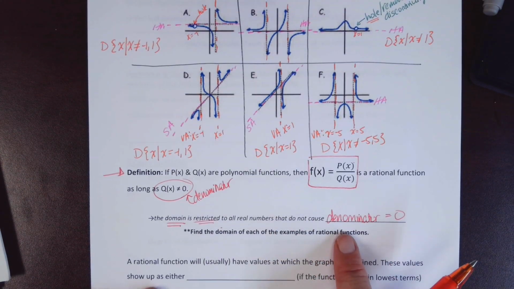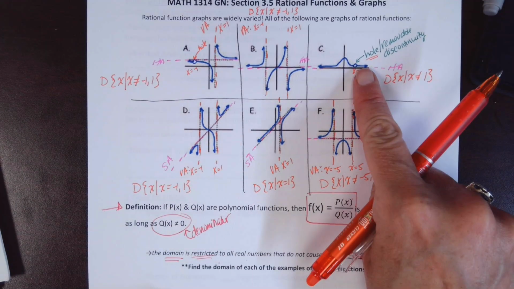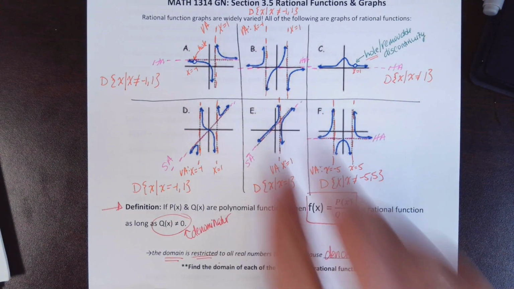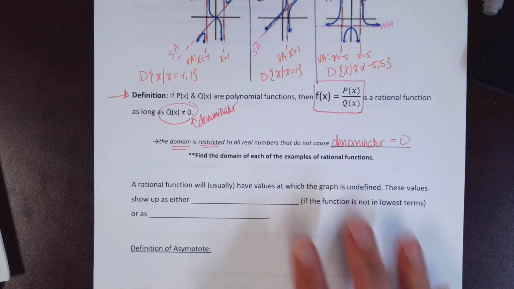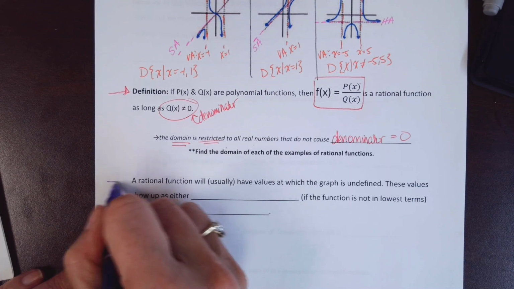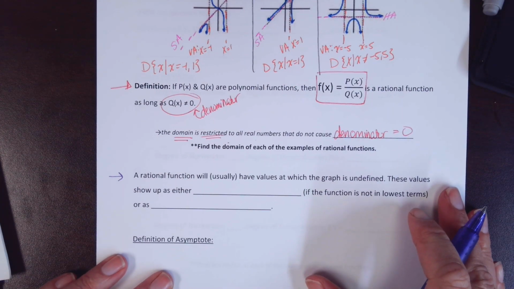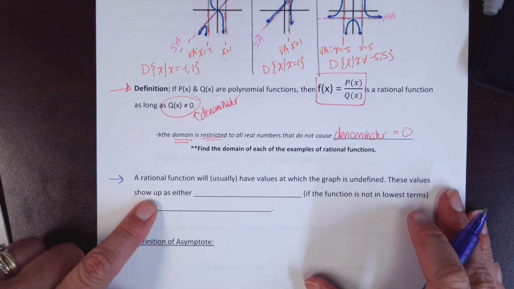Our restrictions on the domain would come from the denominator of the function. We're not looking at the functions right now, we're just looking at the graphs. But we can read the graphs. Anything that gives us a hole or a vertical asymptote represents a restriction on the domain. Okay? A rational function will usually, almost always, have values where the graph is undefined. These values show up as what?